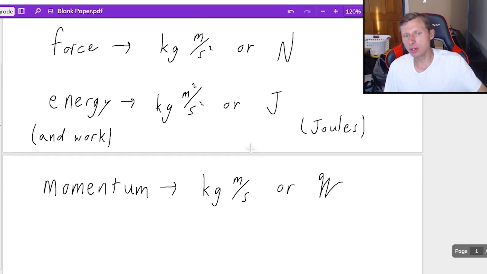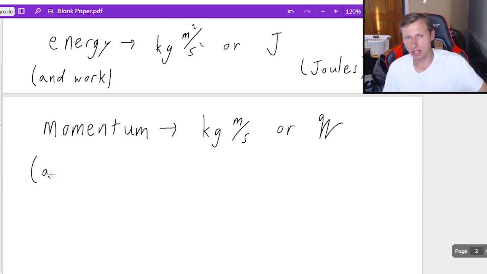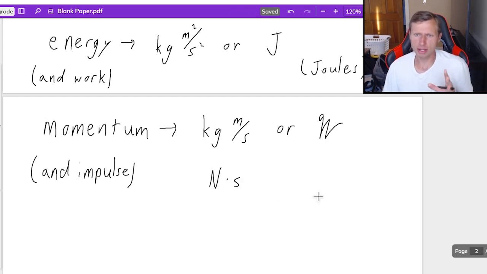Another fun fact for you, other units for momentum, and impulse by the way, because momentum and impulse are related to each other, the other unit you can use is the newtons times seconds, which looks like a very weird unit.